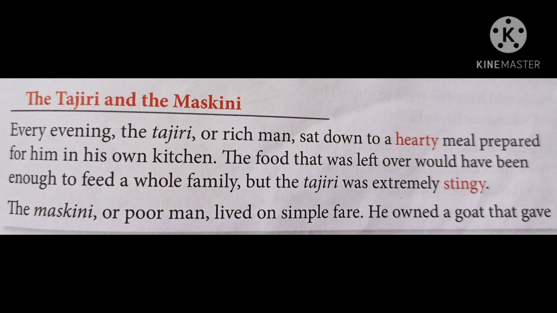The Tajiri, who was a very rich man, used to sit down for a very hearty meal every single evening. Okay, he had a hearty, a wholesome, a complete dinner. Okay, and this dinner was cooked for him in his kitchen, right? And he was so rich that he could afford such kind of meal, right? And the food that was left over after he ate would have been enough to feed a whole family, right?